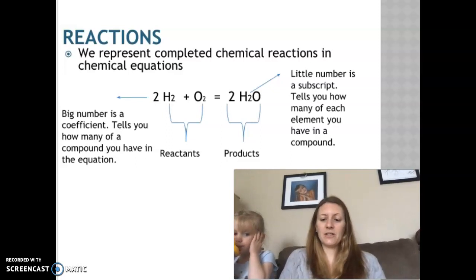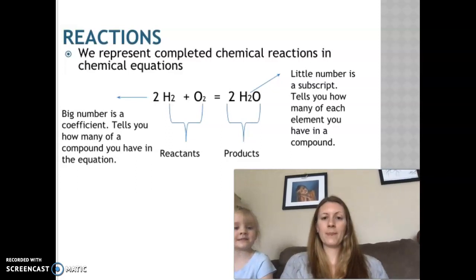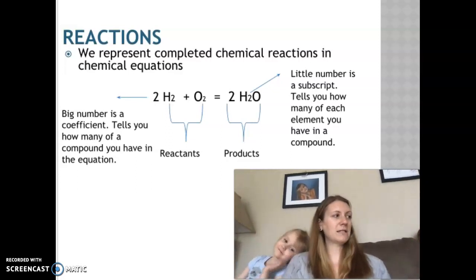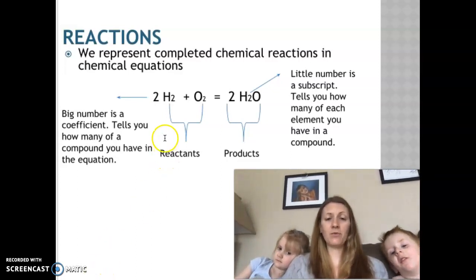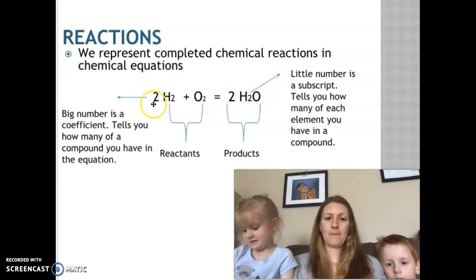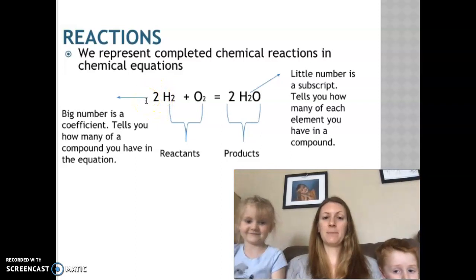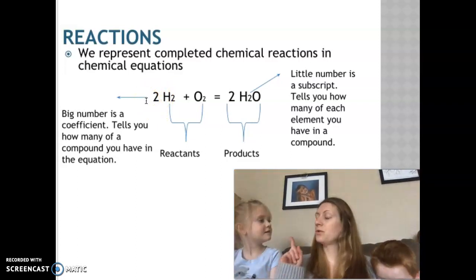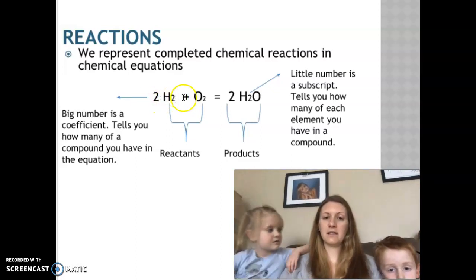So a reaction, if you remember, is when we are creating something new and different from what we started with. So we represent this by using balanced chemical equations. An example of one is here. This is hydrogen, oxygen, and they will react together to make water. This right here is called a coefficient. It's the big number in front, and it tells you how many of these you have.